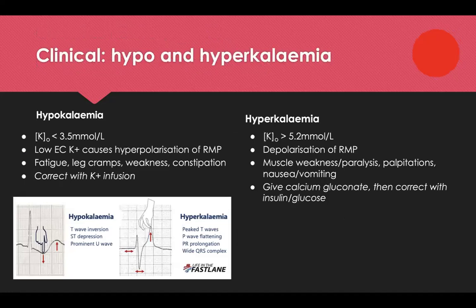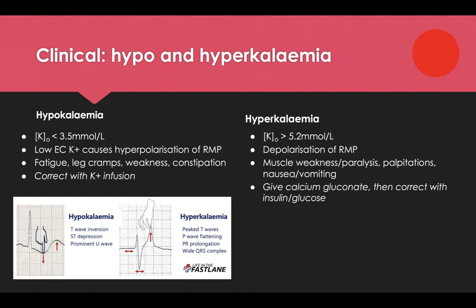In terms of clinical correlates, hypo and hyperkalemia are two very common electrical abnormalities that we see in practice. Both of them have broad-ranging effects on electrophysiology because of the influence that they have on the resting membrane potential. In hypokalemia, so that would generally be when the potassium in the extracellular space gets below 3.5 millimolars per liter, we get a hyperpolarization of the resting membrane potential. A patient might present with fatigue, leg cramps, weakness, and constipation. You can correct that with a potassium infusion.